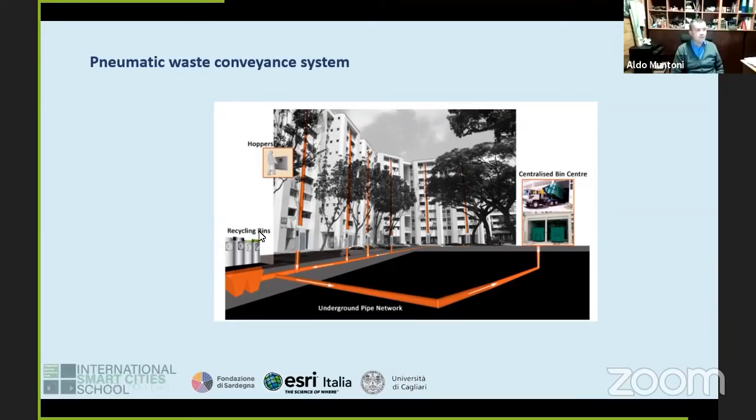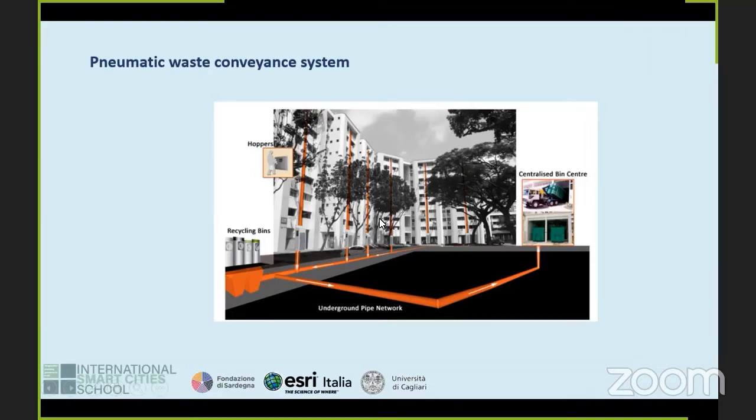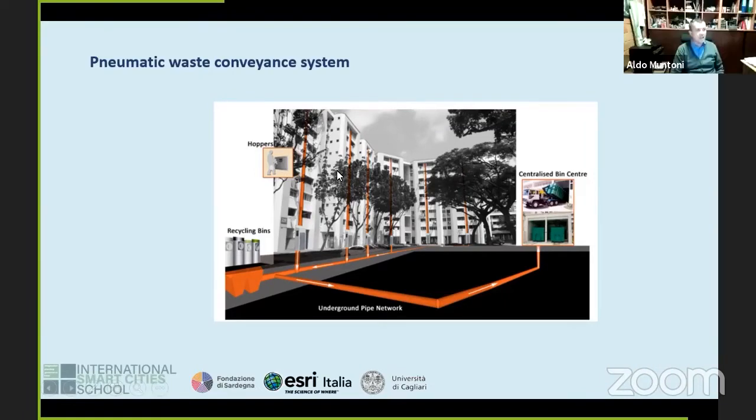And this was implemented in some parts of Barcelona, for instance. Ah, ok. Bello. But Luigi, again, this was a failure. Because again, all the pipes were clogged, because it depends on the type of waste that you put inside.